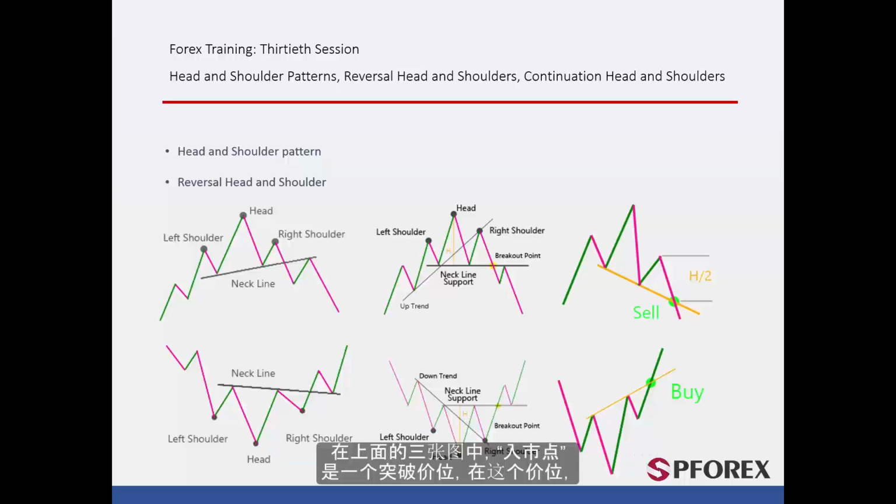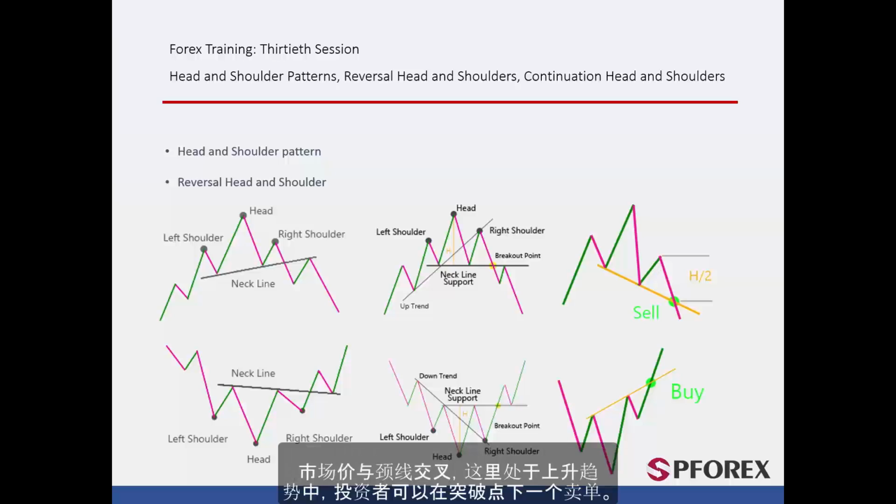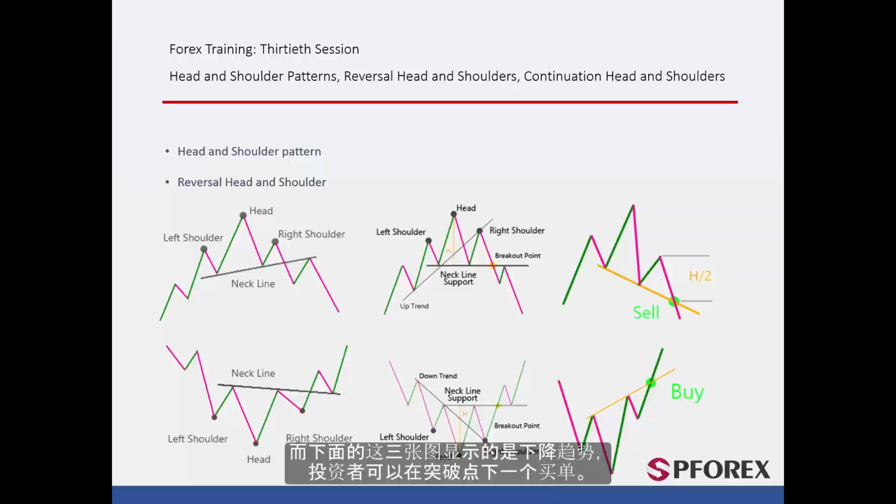Entry point is the breakout price where price crosses the neckline. Thus, in an uptrend, a trader can place a sell order on a breakout point on the top 3 graphs. The 3 bottom graphs show a downtrend market, in which traders can place a buy order on a breakout point. Stop loss on buy orders can be over the right shoulder peak, while it can be lower than the right shoulder valley.